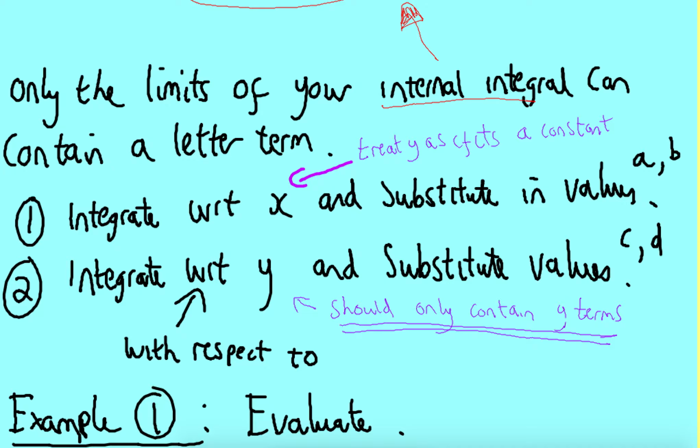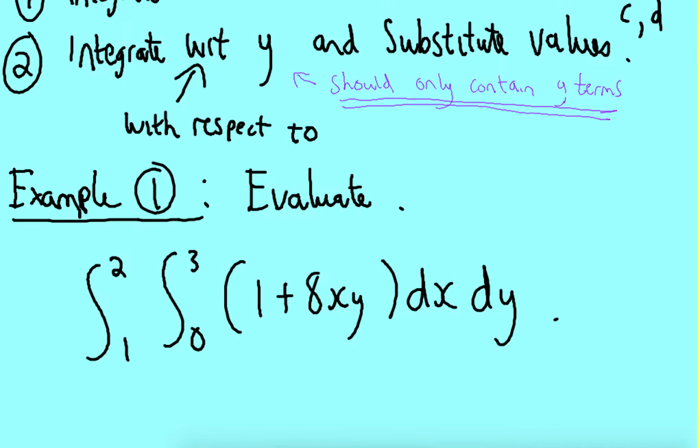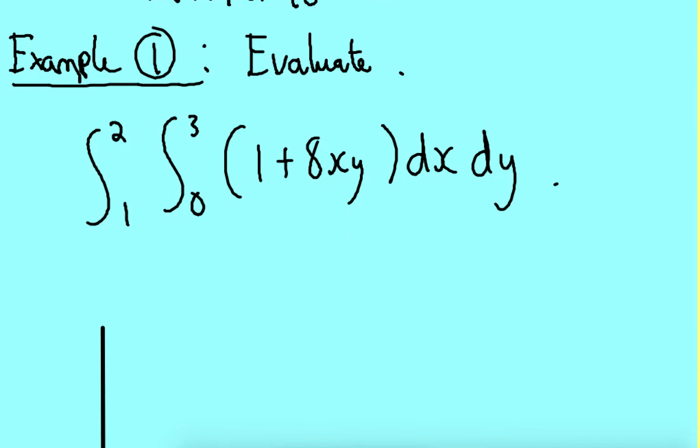Right, now, as usual, when you go through the maths and the explanation, it's so much easier when I give you an example. So let's have a look at this. What we're looking to do is integrate between 1 and 2, the integral between 0 and 3 of 1 plus 8xy dx dy.